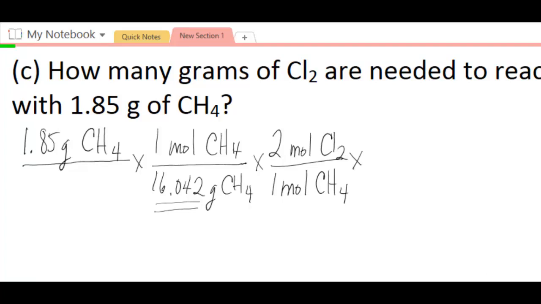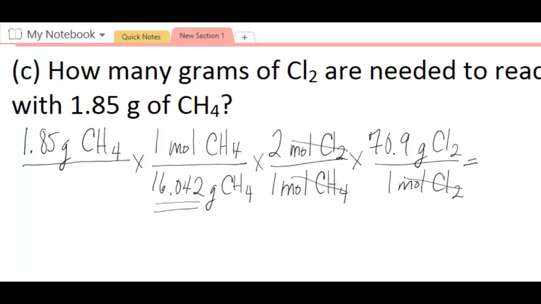And then the final step here is to get moles of chlorine gas into grams of chlorine gas. Using the molar mass of Cl2, which is 70.9 grams of chlorine per 1 mole of chlorine, we can get our answer here. So moles of chlorine cancels, moles of methane cancels, grams of methane cancels, and you're left with grams of chlorine, which is what you want, and you get 16.4 grams of chlorine.